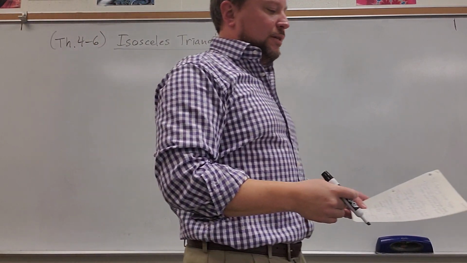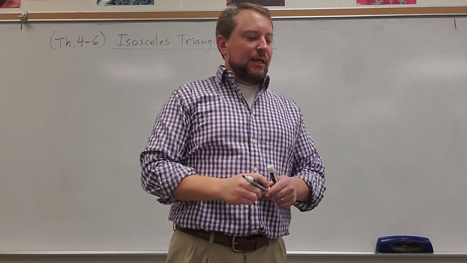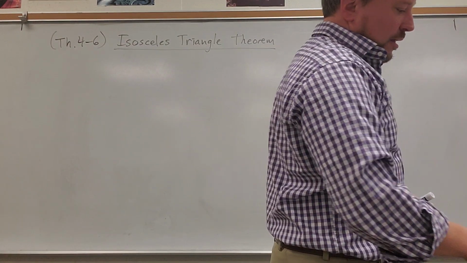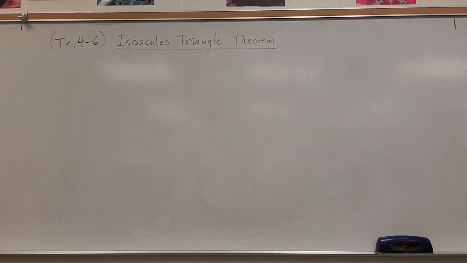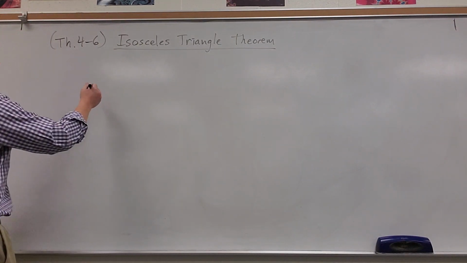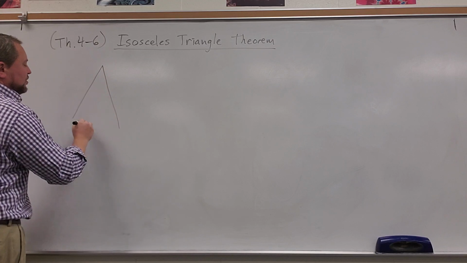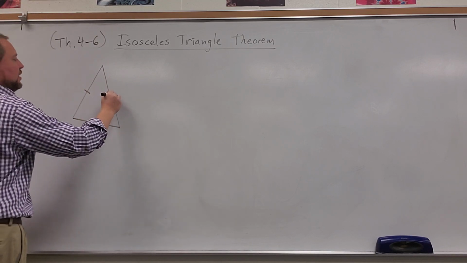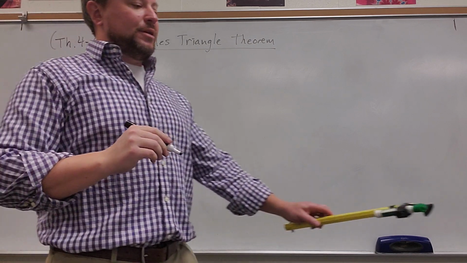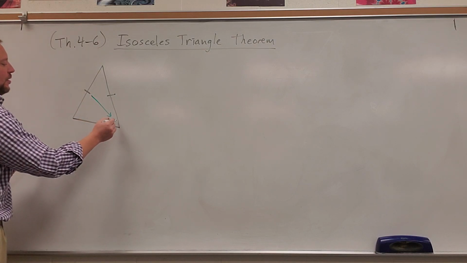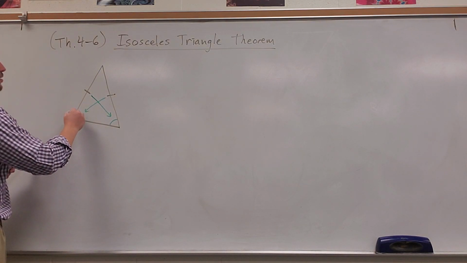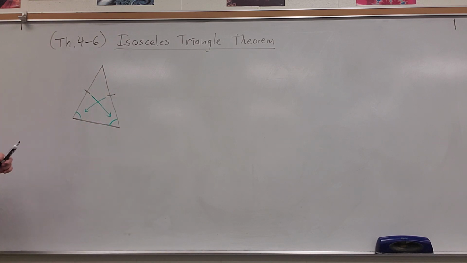And in this isosceles triangle theorem, it states that if two sides of a triangle are congruent, then the angles opposite those sides will also be congruent. So they're saying that if we have an isosceles triangle where two sides match, then directly opposite from those sides, across the way from here and across the way from here, are two angles that would match as well.